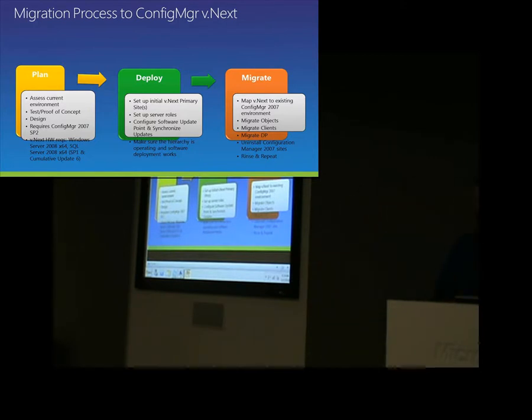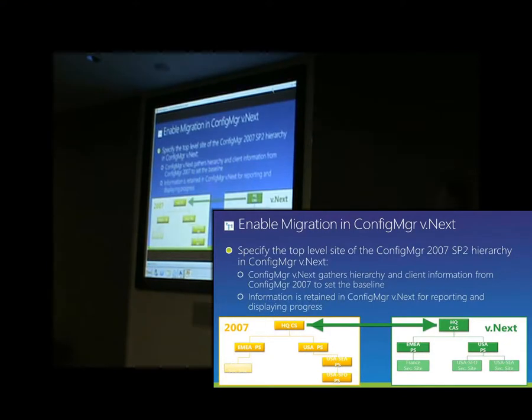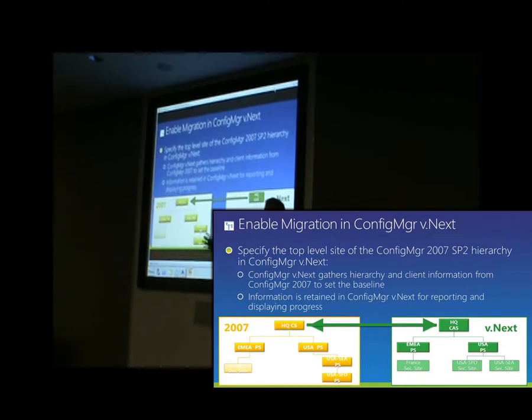That's the high-level procedure. Okay, so the first thing you do is you map or set up a relationship between your VNext CAS, and CAS is Central Administration. So you set up a relationship between your VNext CAS and your 2007 Simple site. So you specify the Simple site server for your 2007 environment. Now this doesn't mean you have to have a hierarchy over here, and it doesn't mean you have to have a hierarchy over here. But does anybody run just a single standalone primary site and no hierarchy? Okay, a couple of you? Okay, that's fine. Your migration is very simple, because you have one site that maps to another site.